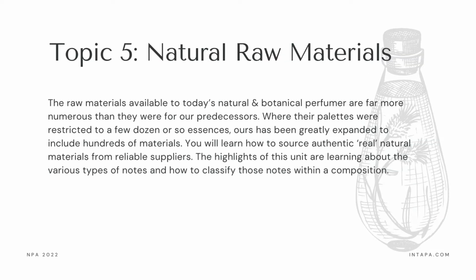Topic 5. Natural raw materials. The raw materials available to today's natural and botanical perfumer are far more numerous than they were for our predecessors. Where their palettes were restricted to a few dozen or so essences, ours has been greatly expanded to include hundreds of materials. You will learn how to source authentic, real, natural materials from reliable suppliers. The highlights of this unit are learning about the various types of notes and how to classify those notes within a composition.